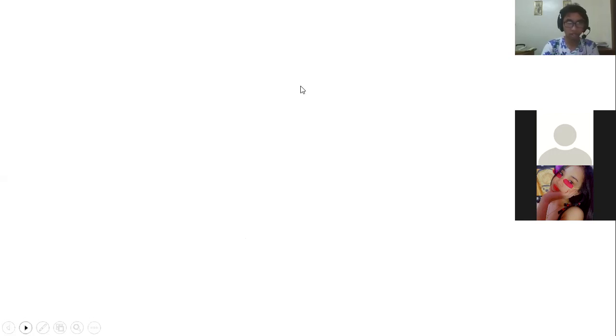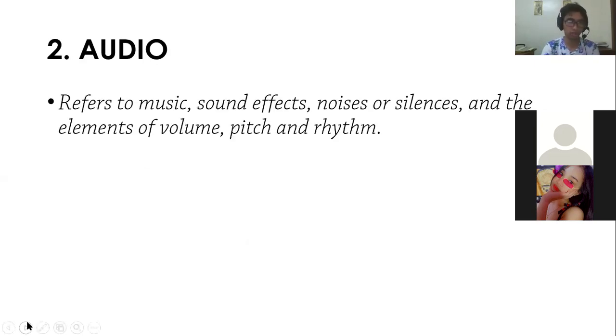Proceeding to the second one, audio. After the written or linguistic, we should also consider the audio. Audio refers to music, sound effects, noises or silences, and the elements of volume, pitch, and rhythm. So maybe you're thinking, how important is audio to an advertisement? I will let you hear one of those uploaded here.